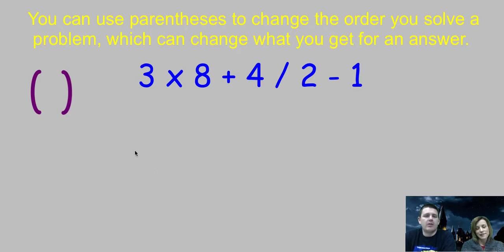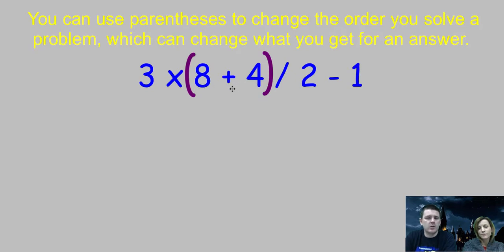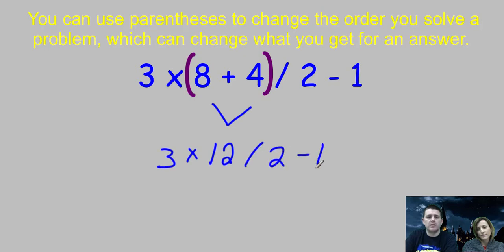Now we want to talk about how the fact that we can put parentheses in a different part of a problem is going to change what we get for an answer. Parentheses force us to do something first where it might not otherwise have been the first step. So for instance, I could put parentheses around my 8 and my 4, because normally adding 2 numbers together wouldn't be something I would tackle right away. But because of my parentheses, I have to do 8 plus 4 is 12 before I can do the rest of my problem.